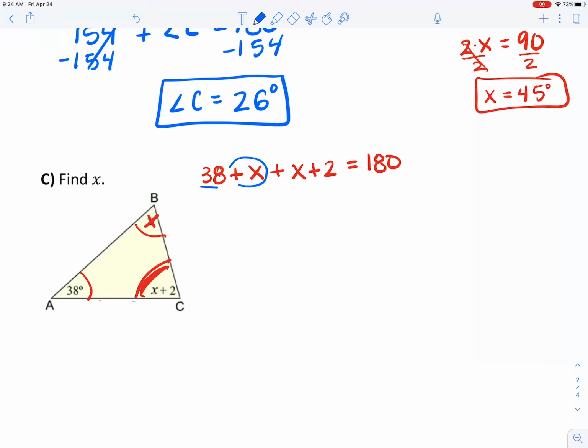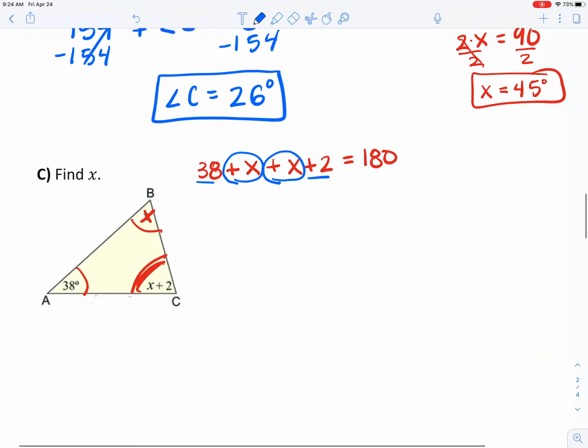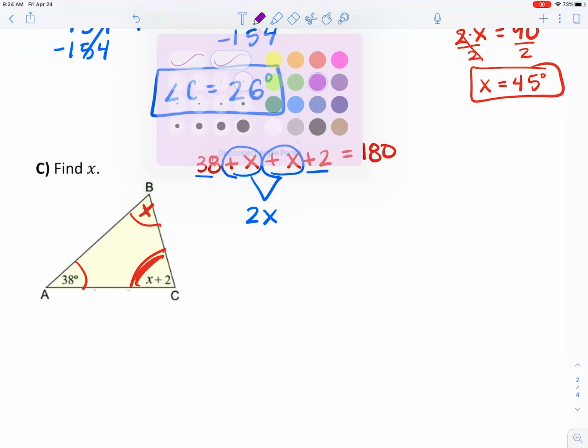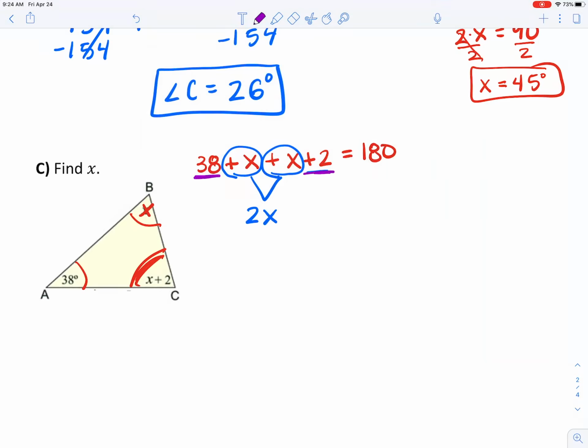Okay, we've got a few things that we can combine here. We've got a plain number, a constant. We've got a variable x, and another constant. I'm going to go ahead and combine the things that are the same. So x plus x is 2x. And actually, we can go ahead and combine these other two as well. We've got 38 plus 2. 38 plus 2 is 40. Okay, and that equals 180.